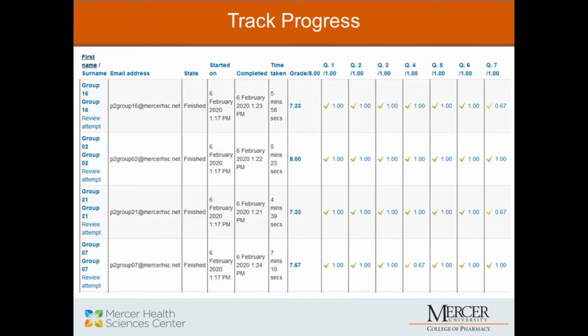This is what it looks like on the instructor side for the team quiz. As you can see, you can pretty much track and monitor the team's progress in real time, and you can see when the teams have submitted their answers and also the scores for the teams.